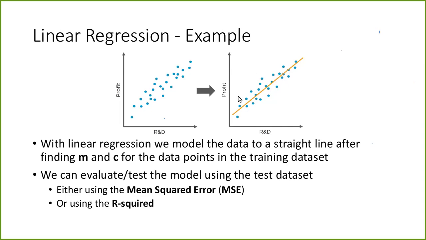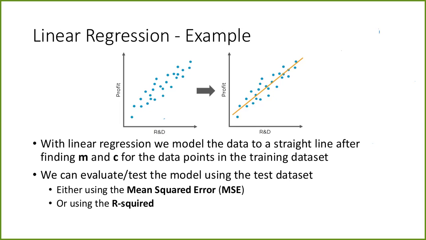And then you can use this model with the testing data set. In the testing data set also, you can use either the mean square error or the R-squared statistic to find whether this model is working correctly for unseen data in the real world, right? So unseen data means the data that were not used to train the model, right?